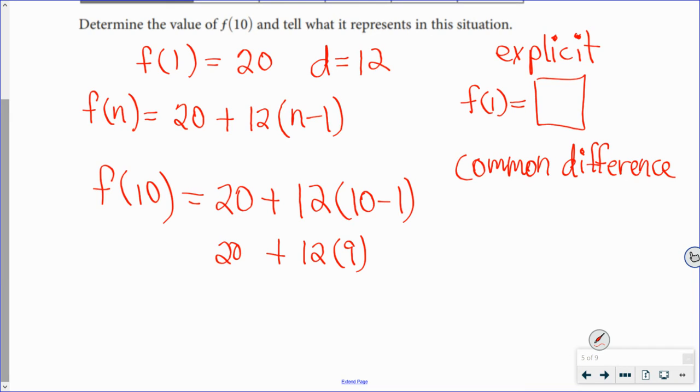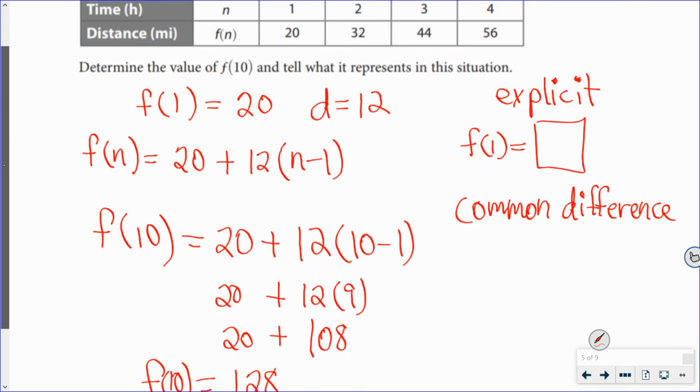What is 12 times 9? 108. Yes, good for you. Of course, again, I cheat on that. I go 9 times 11, that's 99, plus 9. Ah, 108. So 20 plus 108 is 128. So this function f of 10 is 128.